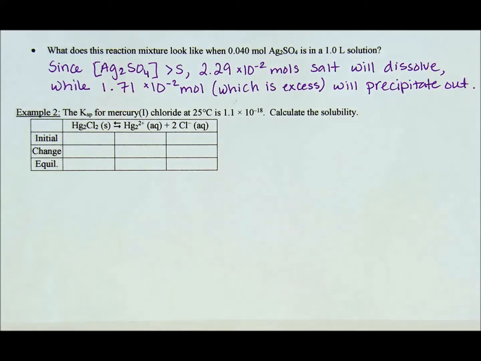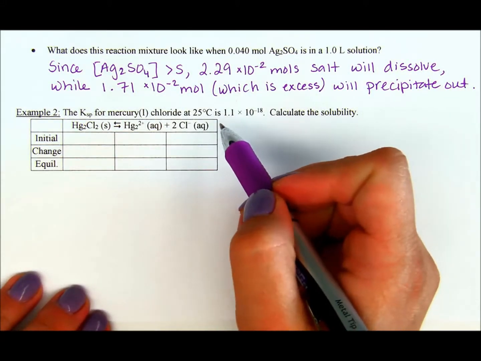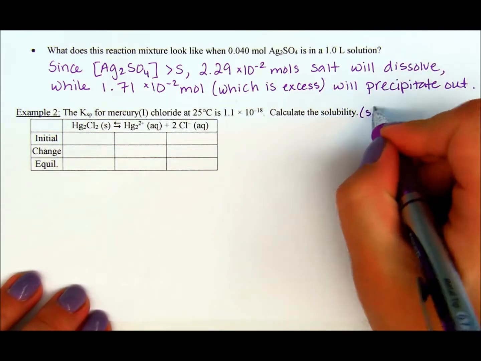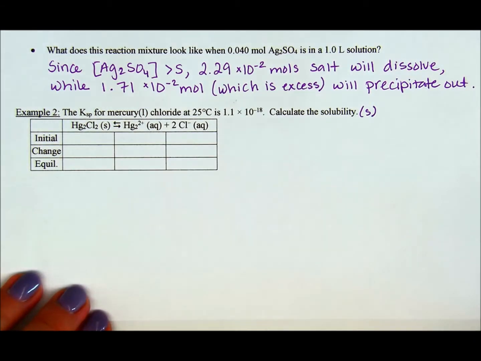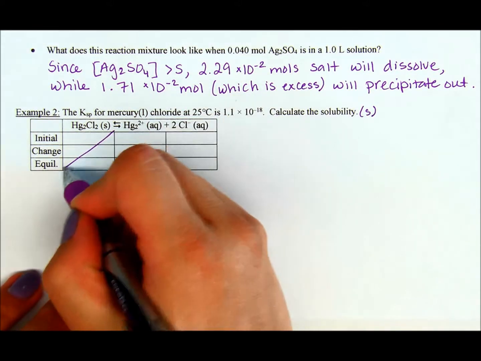Okay, let's look at another example, example 2. In this case, we're given the KSP, which is what we wanted to find last time. And we're going to calculate the solubility. We're going to calculate S. Here, what does that S equal? Okay, so we know that the solid gets crossed out.